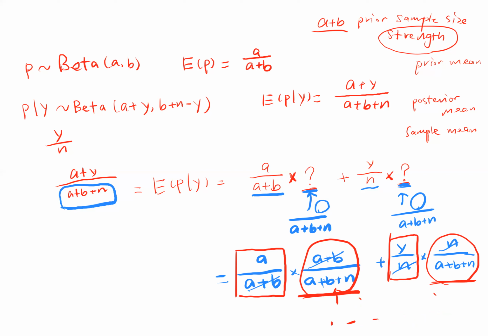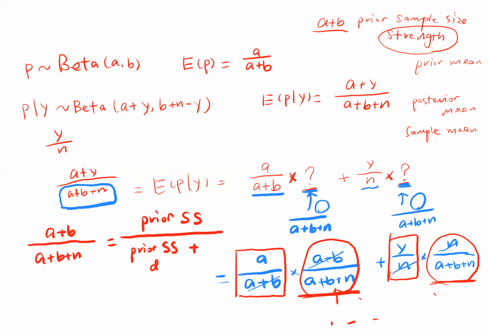So a plus b over a plus b plus n is the prior sample size. I'm going to use SS. And then down here is the prior sample size plus the data sample size, right? Because a plus b is the prior sample size, and n is the data sample size, so we add them up together. And similarly, this term, n over a plus b plus n, will be the data sample size over the sum of these two.